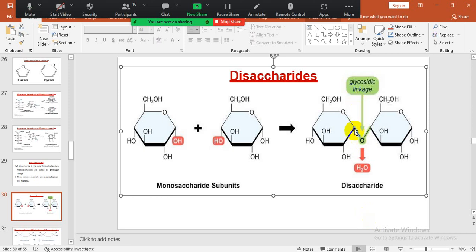So the bond over here, highlighted in green, is called a glycosidic bond. That's the name, glycosidic bond. A bond between sugar units is called a glycosidic bond. Okay, so let's see.